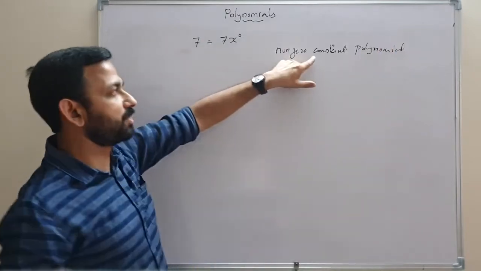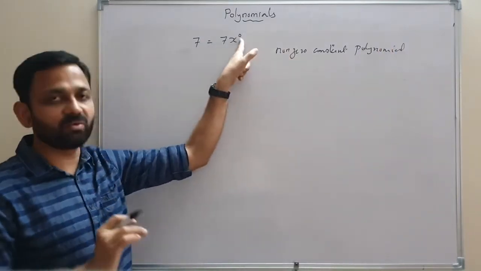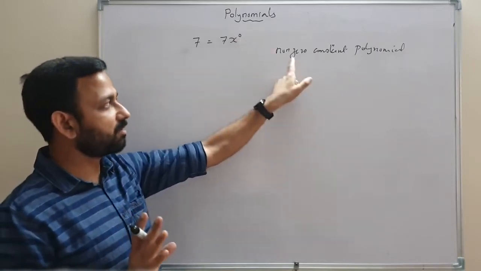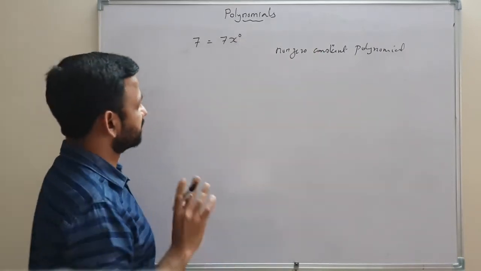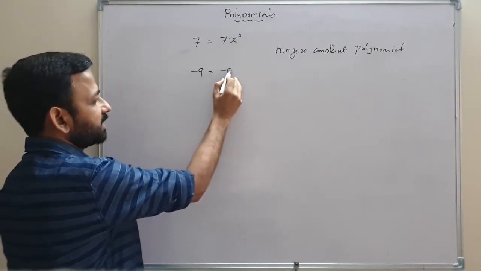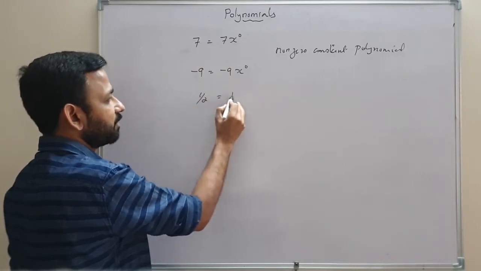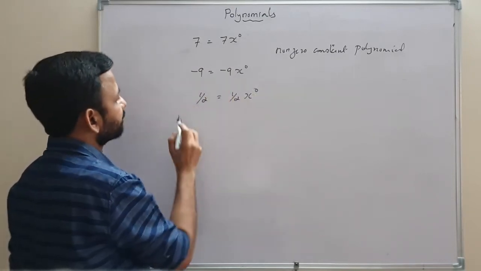The degree of the non-zero constant polynomial is 0. Then similarly minus 9 is a polynomial, minus 9 into x raised to 0. 1 by 2 is a polynomial, 1 by 2 into x raised to 0.